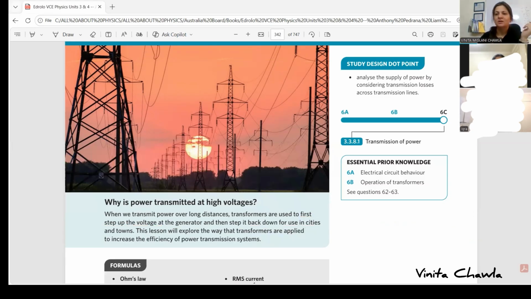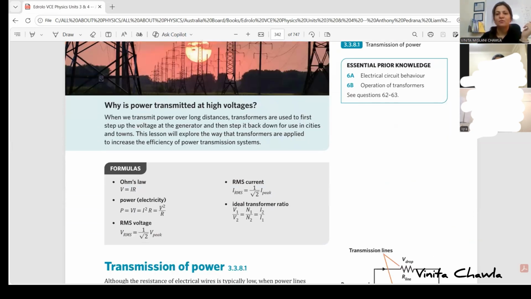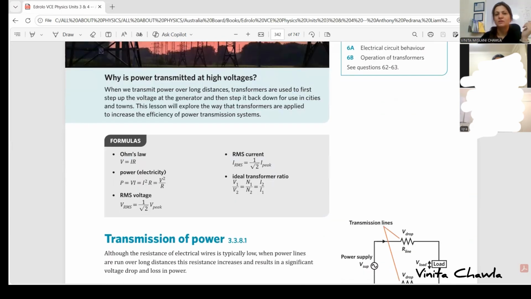So the formulas that we are going to use in this section are these. These formulas we have already discussed. One is of Ohm's law, V is equal to IR. This formula is of power, VI, I square R, V square by R. We know how to connect root mean square voltage with the peak voltage. Root mean square current with the peak current is 1 by root 2 times the peak current. And the ideal transformation ratio is this way now.